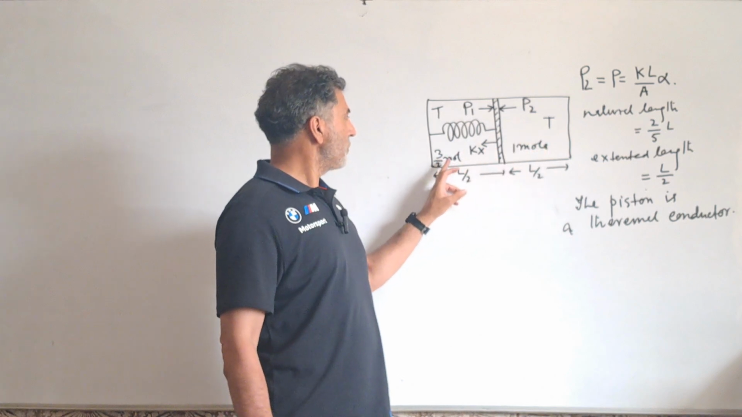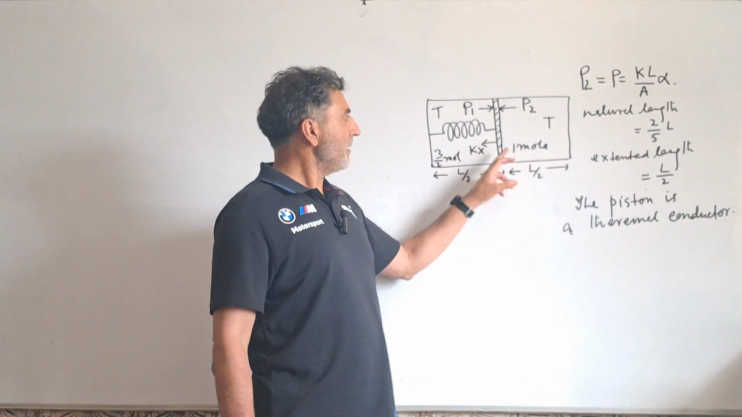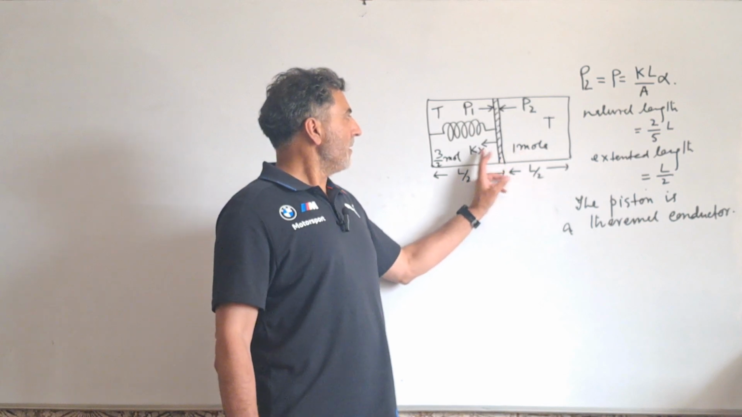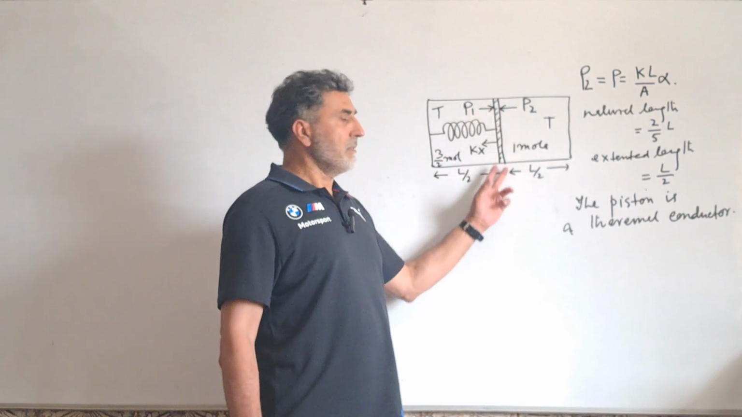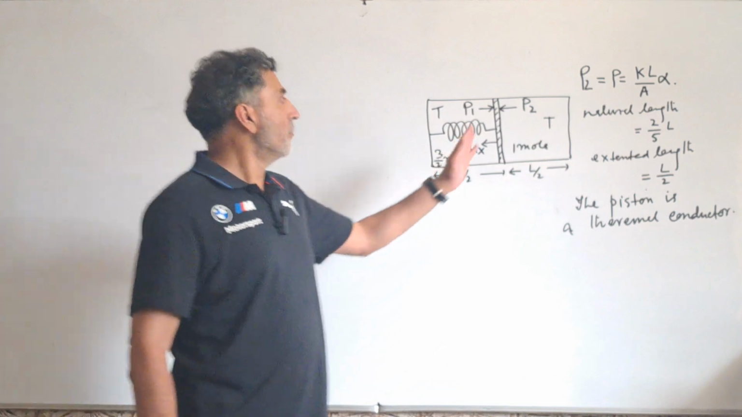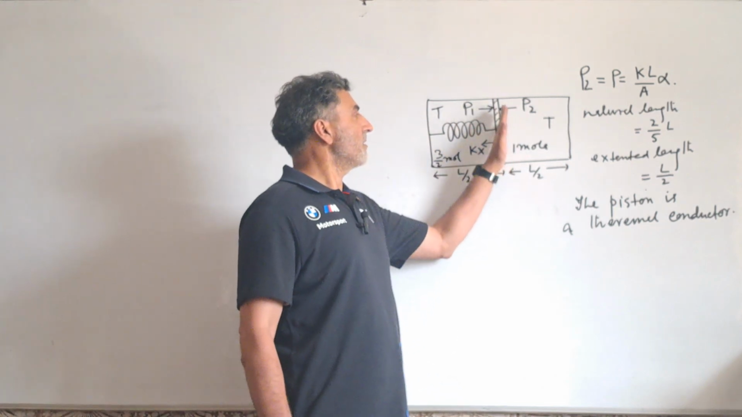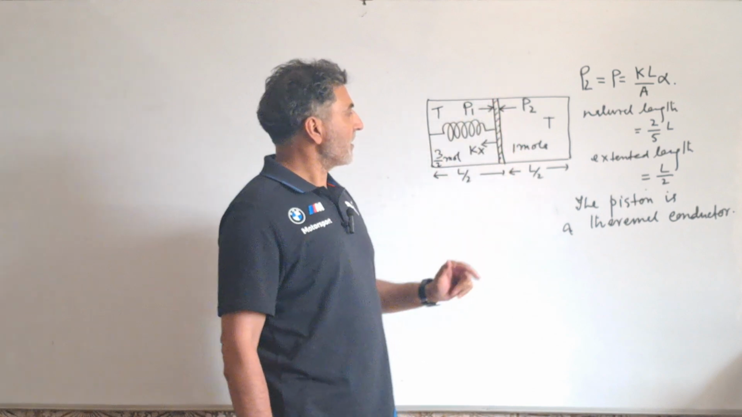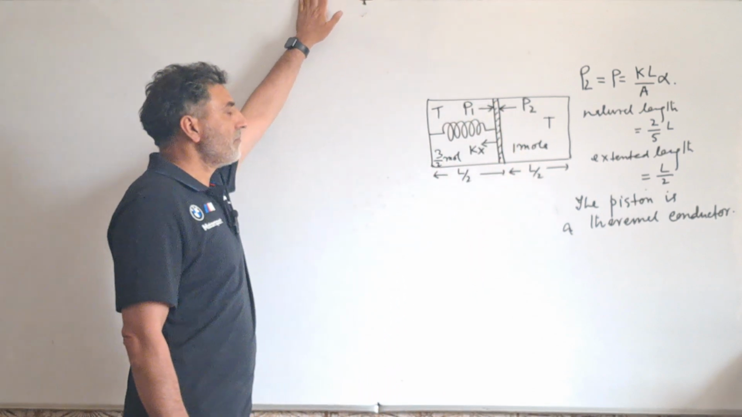This contains 3/2 moles of an ideal gas. It contains 1 mole of an ideal gas. And between these two chambers, there is a piston, which is thermal conductor. I mean, heat can move across the conductor, across this what you call as partition or piston.